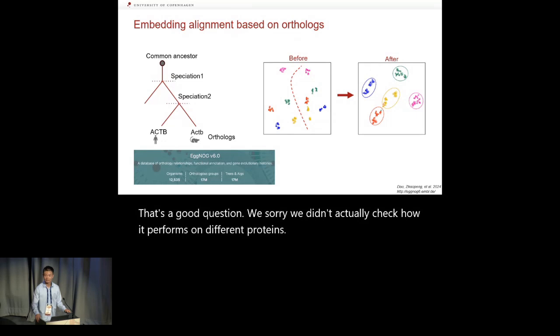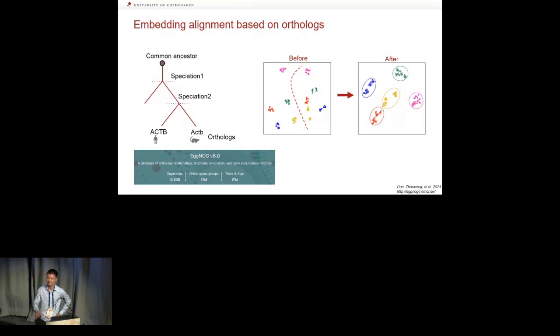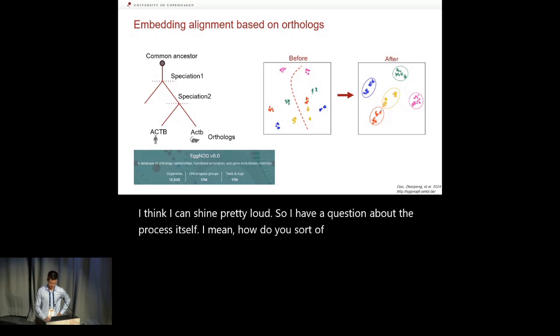I can shout pretty loud. So I have a question about the embedding process itself. How do you optimize the depth and breadth searching? Have you done some work to figure out the best search strategy for the embeddings? You mean the node2vec embeddings? The node2vec part, yeah. Yes.